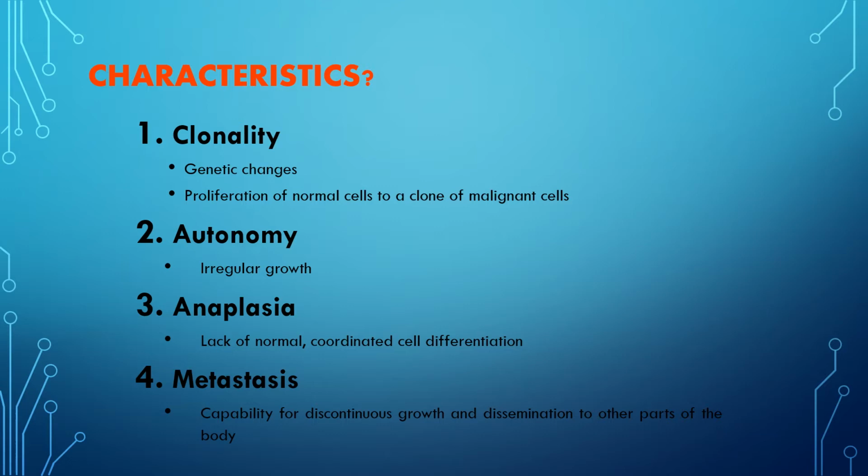Okay, the third one is anaplasia. Anaplasia, there is a lack of normal coordinated cell differentiation. Right, and the fourth one is metastasis. Metastasis can be defined as cancer cells developing the capacity for discontinuous growth and dissemination to other parts of the body.